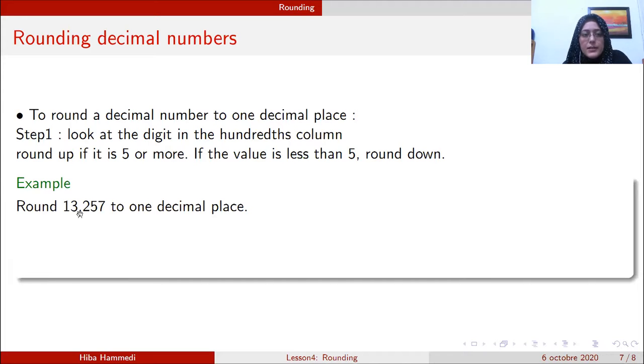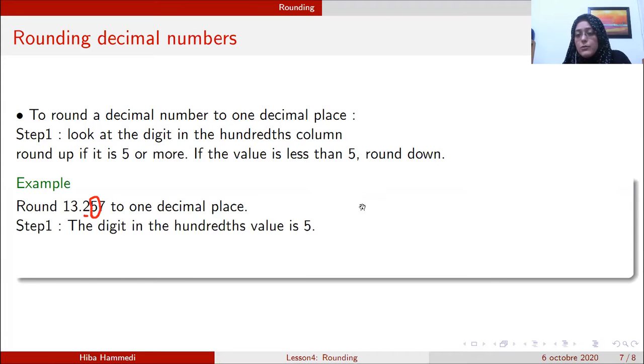So imagine I have this number, 13.257, and I would like to round it to one decimal place. First, I need to check the value of the hundredths. The value of the hundredths is 5 here. Since it is 5, I need to round up, right?